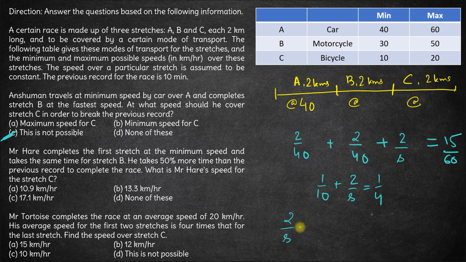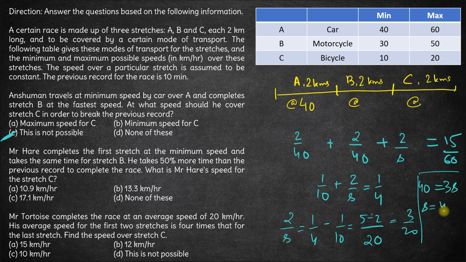So we have 2 by S is equal to 1 by 4 minus 1 by 10. The LCM here is 20. This becomes 5 minus 2, which is 3 by 20. So 2 upon S is 3 by 20. So from here we have 2 into 20, 40, is equal to 3 into S, 3S. So S comes out to be 40 by 3. Now 40 by 3 is 13.33. So the speed for the third stretch is 13.33 kilometers per hour. And this is what we wanted, right? Mr. Hare's speed for stretch C, which is option B, 13.33 kilometers per hour.